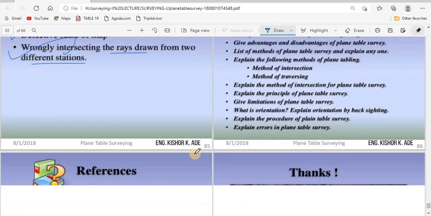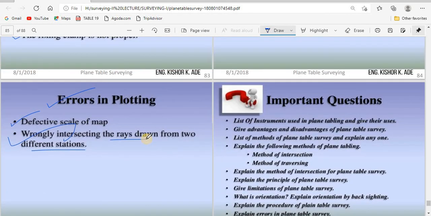So this is all related to plane table surveying. Okay, I think I have completed all the theoretical part related to plane table surveying, and let me tell you that there is no numerical in this chapter. The next part is area and volume calculation, which we will do in the next lecture.